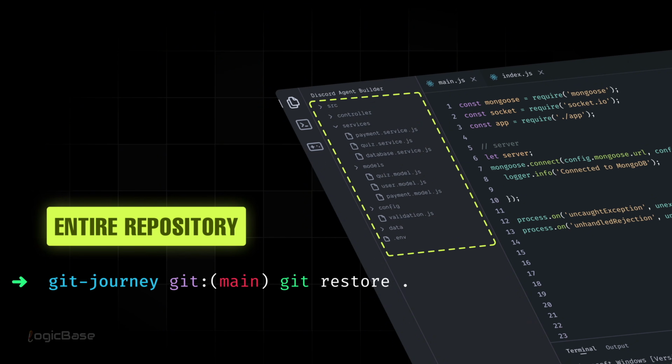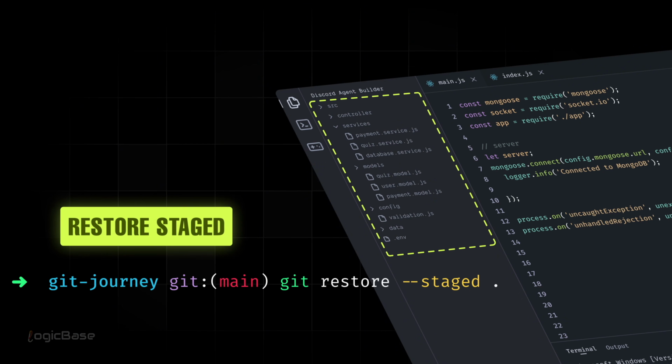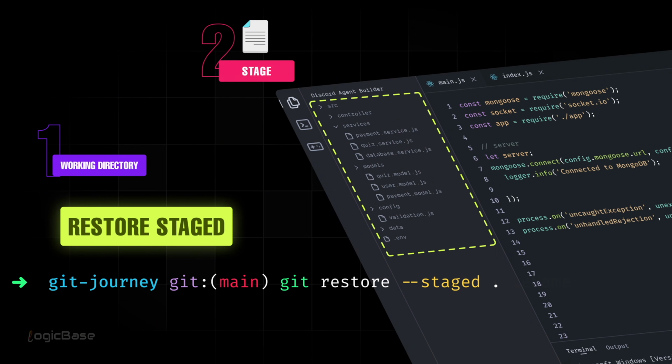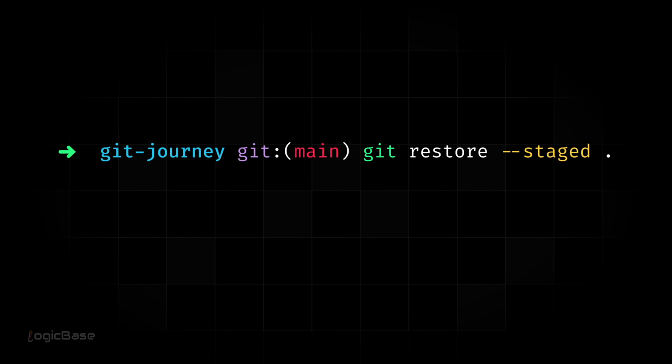Now, if you have already staged some changes using git add, you can still undo them using the --staged flag. For example, git restore --staged file name or git restore --staged dot. This removes the files from the staging area but keeps the working directory unchanged. So, in summary, the git restore command helps you bring any file or directory back to its previous or last committed state.